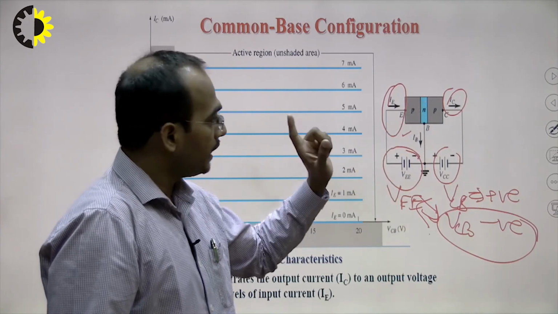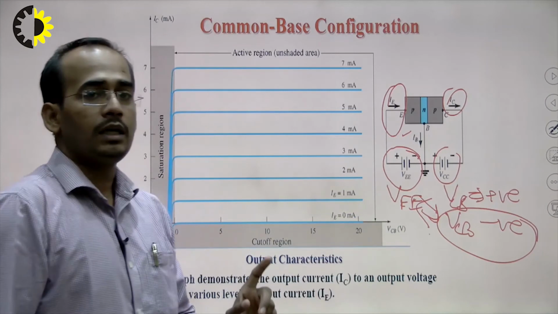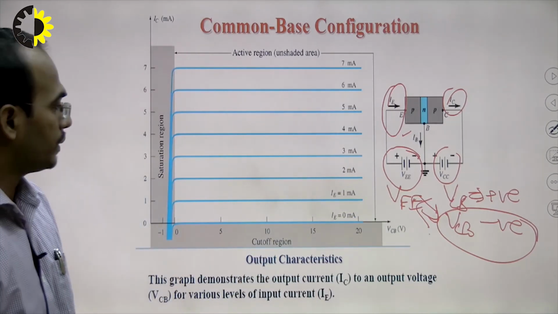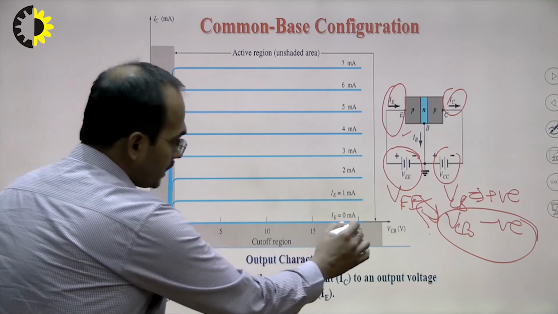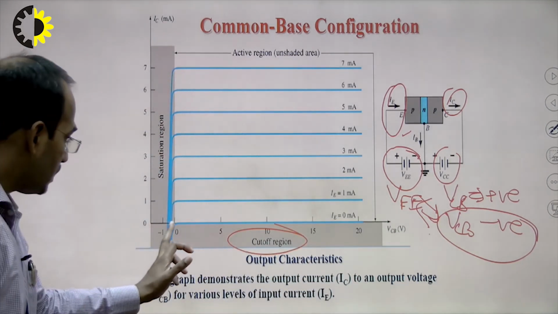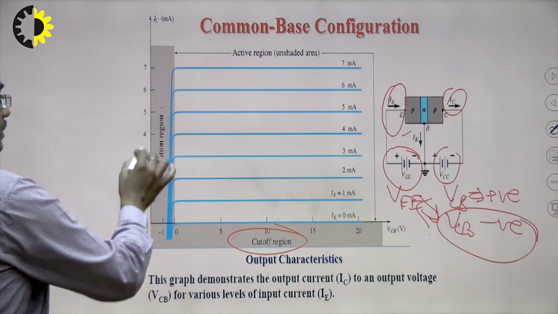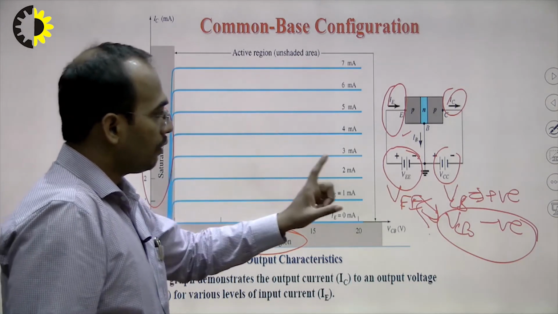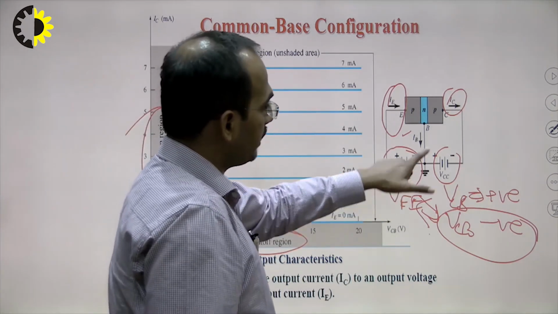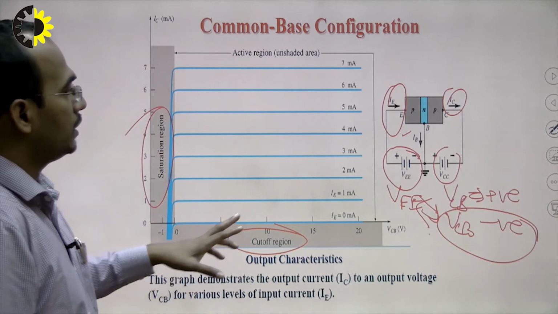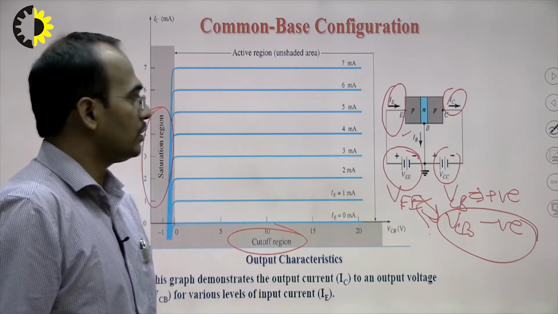It means in that case the transistor will operate in the cutoff region. Emitter base junction is reverse biased and collector base junction is reverse biased. So when IE is equal to 0, the transistor will operate in the cutoff region, and when VCB is negative, the transistor will operate in the saturation region. The transistor will operate in the active region when VEB is positive and VCB is also positive.